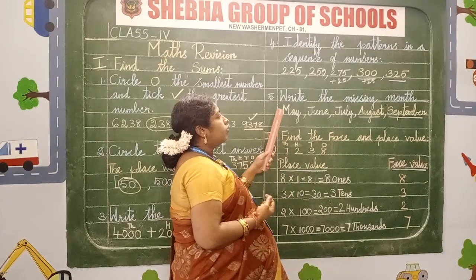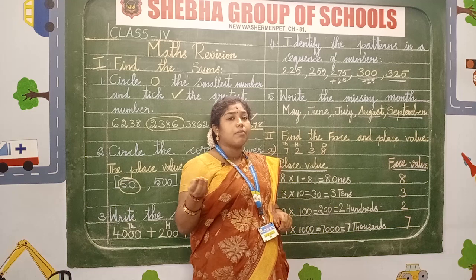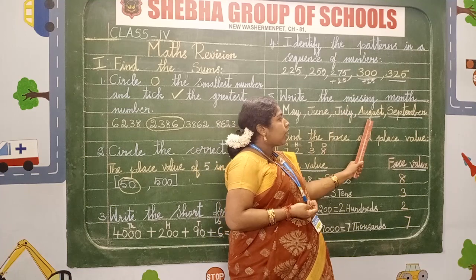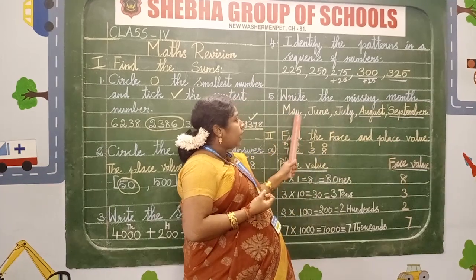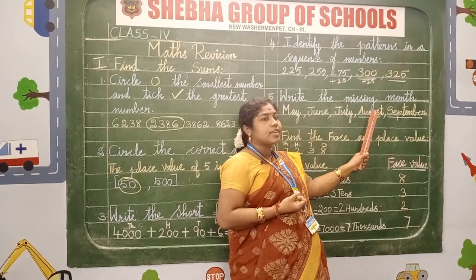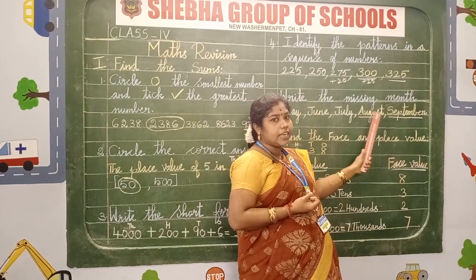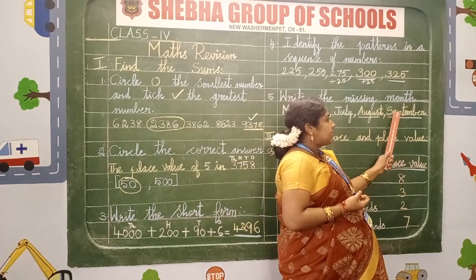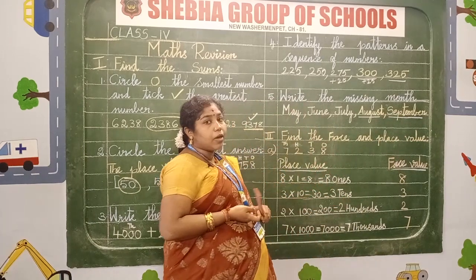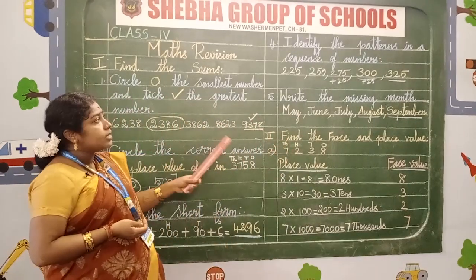And the fifth one, write the missing month. Everyone knows the months, isn't it? From January to December, we all know it. Now they have given May, June, July. We have to fill these two blanks. So after May, June; after June, July; after July, August; after August, September. So after September, what will be the answer? Yes, October. I know everyone knew it. Any doubt in this, children?